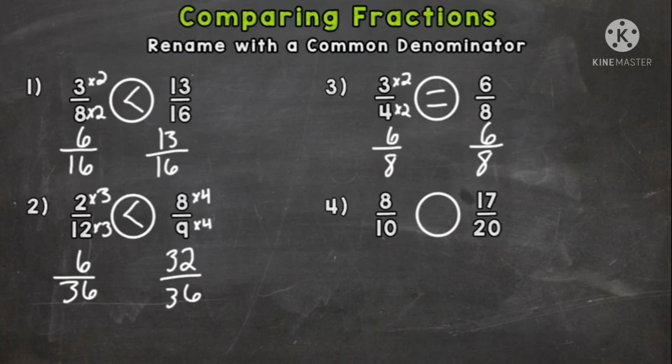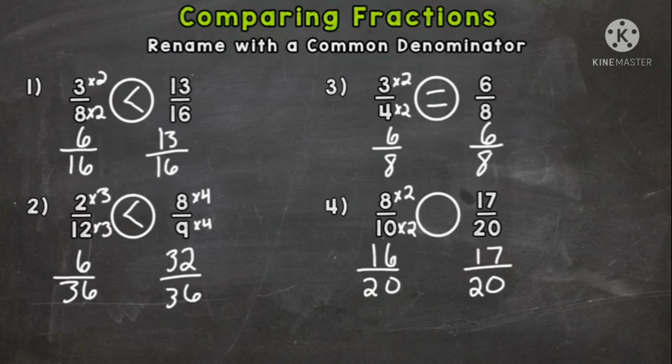So let's rename with a common denominator. So we have a 10 and a 20. So our common denominator is going to be 20. Now the second fraction, 17/20, already has that denominator of 20. So we do not need to do anything to that fraction. Now the first one, well, 10 times 2 gives me the denominator of 20. So let's do the same thing to the top. 8 times 2 is 16.